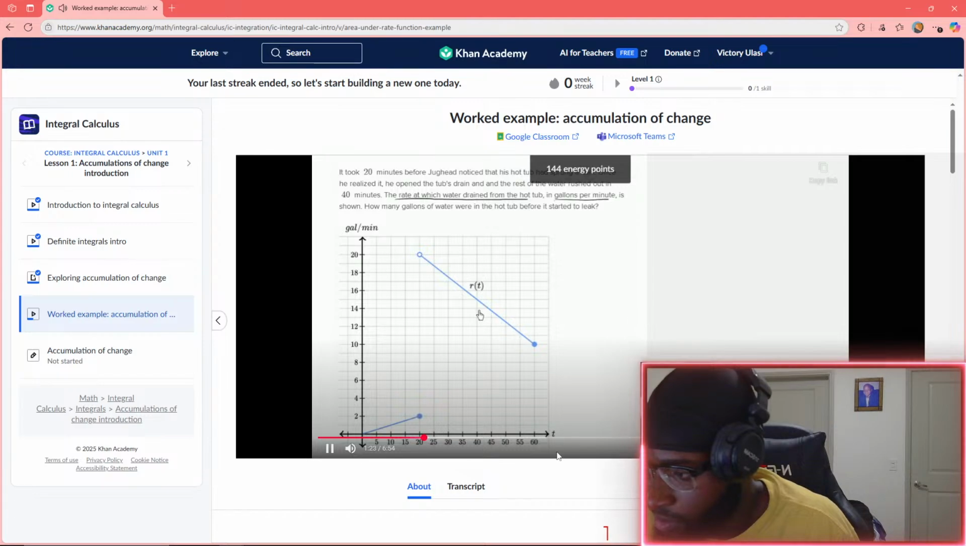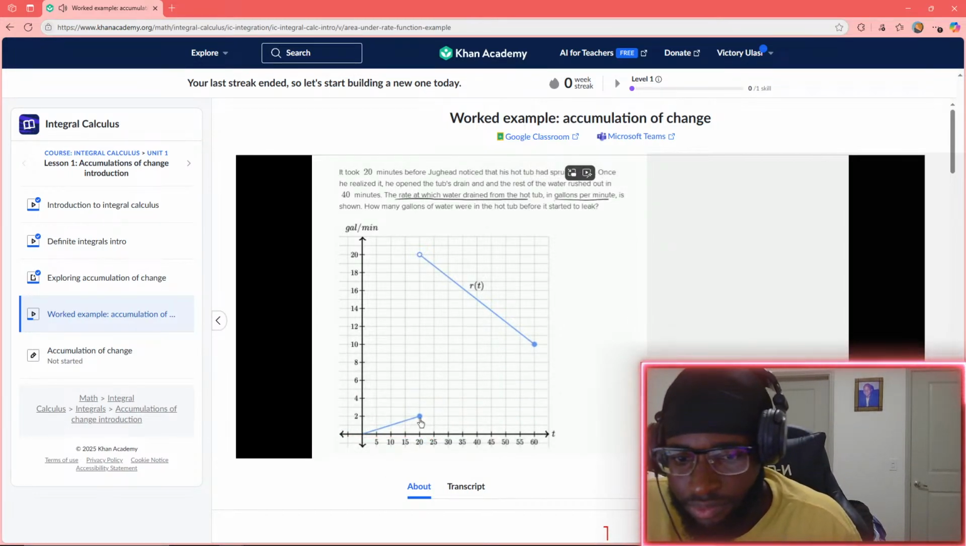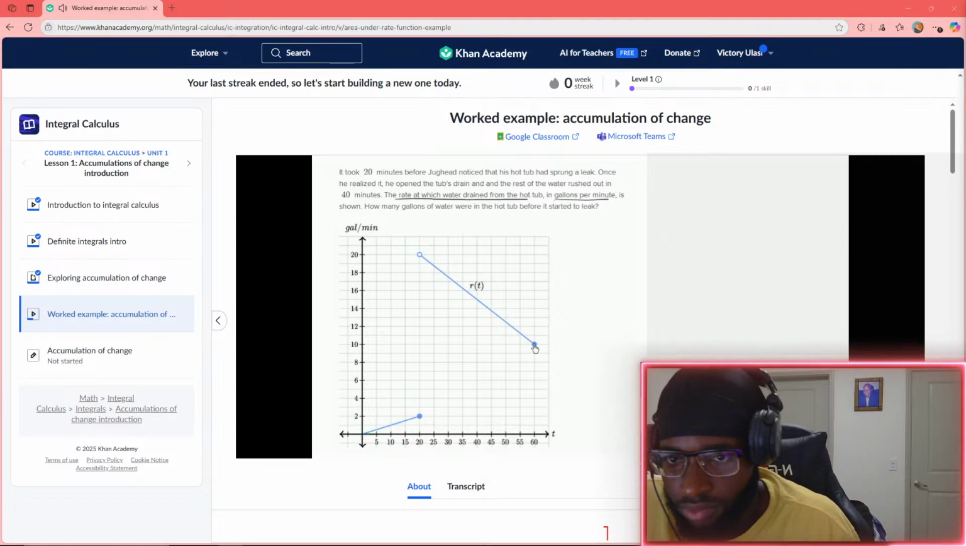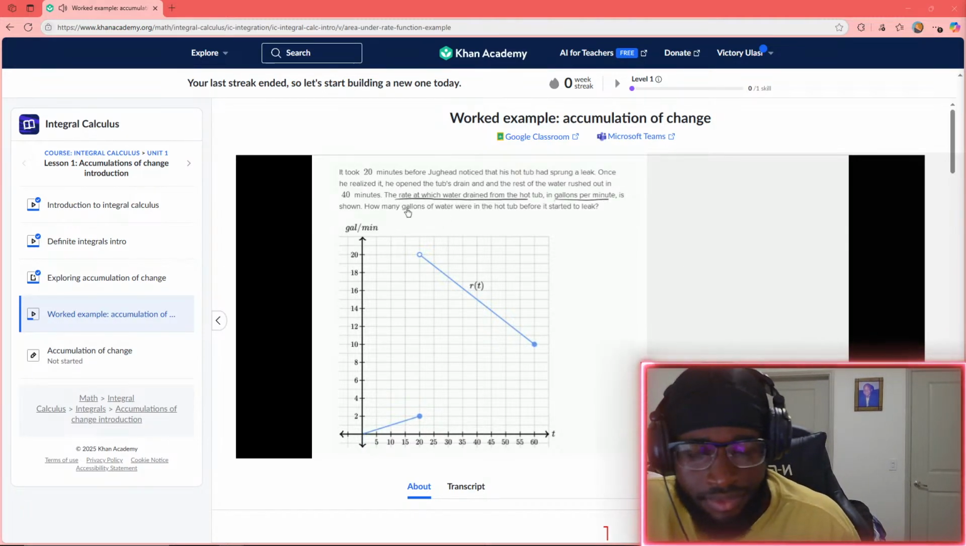We're going to take this chart as fact. But the rate at which the water drains decreases all the way to the 60th minute, which is 40 minutes after he opened the drain. At the 60th minute, all of the water was actually drained out. So given that, how do we think about how many gallons of water were in the hot tub?